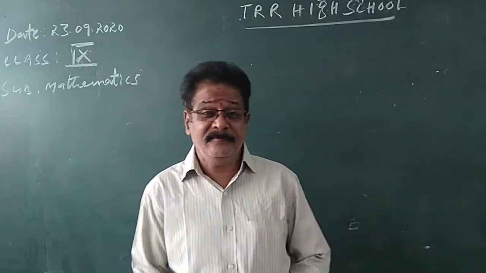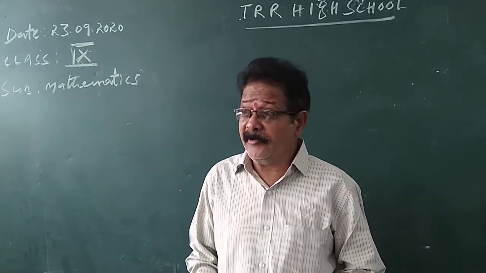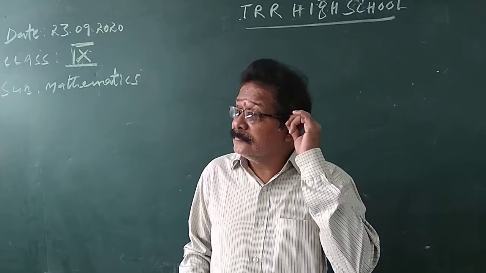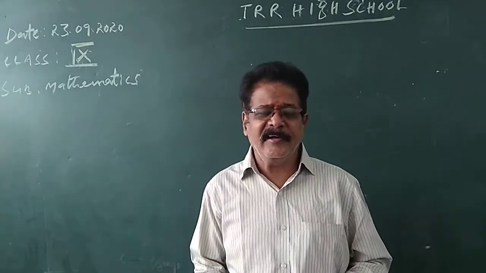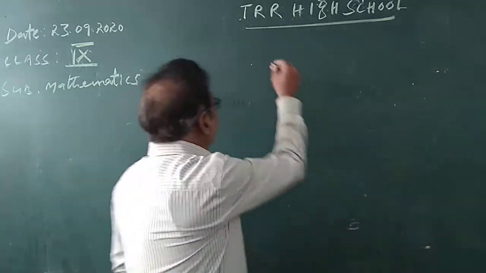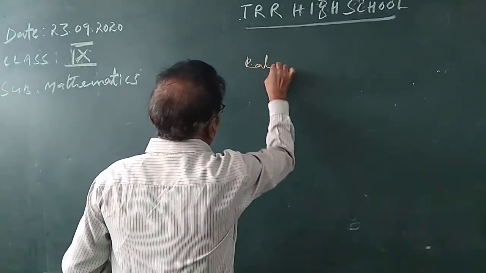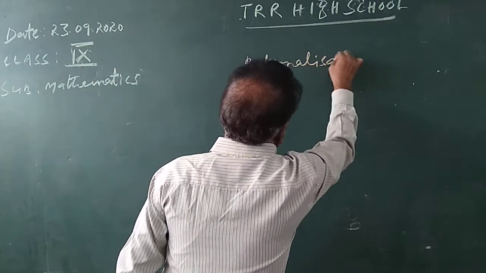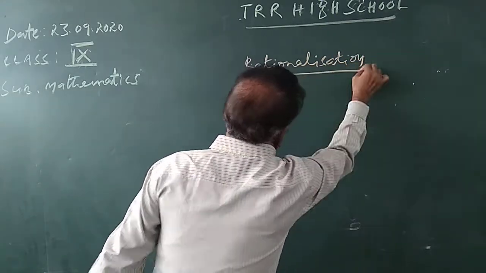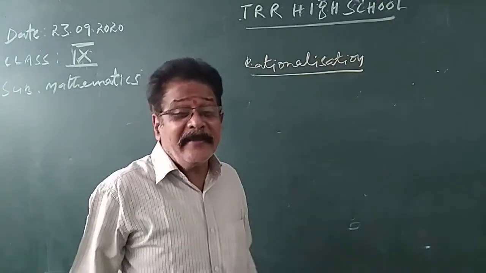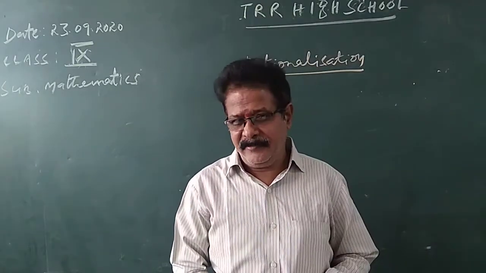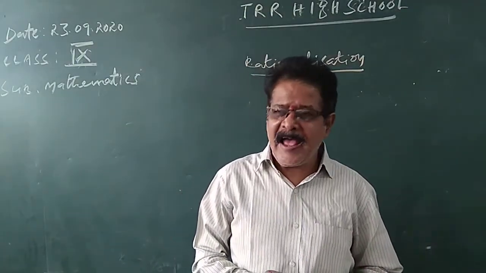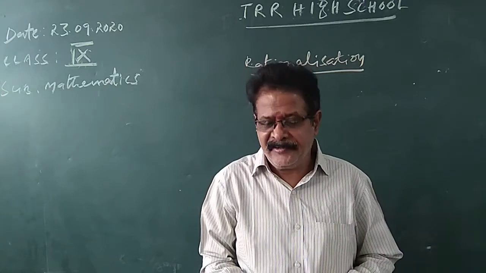So yesterday in class we discussed rationalization. What is rationalization? Let us recall once again. Rationalization means making irrational numbers rational. Making irrational numbers rational is called rationalization.